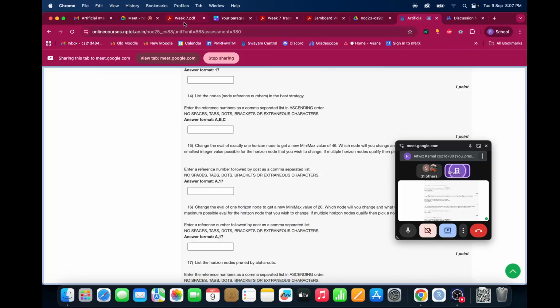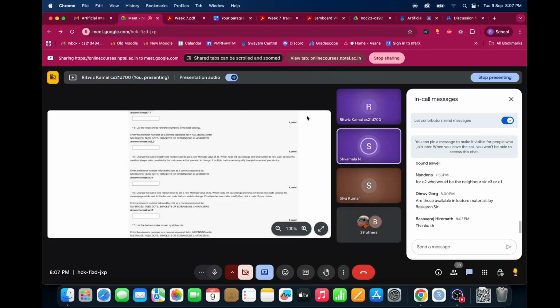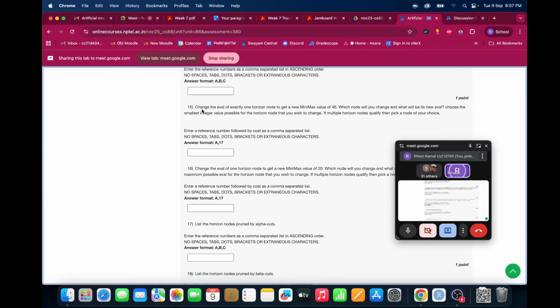Okay, I can't help you much with that, unfortunately. Sir, can I change any value, or particularly should I change the final max value? Have a look at the question. What does the question say? Change the eval of exactly one horizon node to get a new min max value of 46. Which node will you change and what will be its new eval? That is exactly what you have to answer. So you have to choose the smallest integer value possible for the horizon node that you wish to change. If multiple horizon nodes qualify, then pick a node of your choice. So you have been given hints, right? Just follow that. Okay, sir. Thank you.